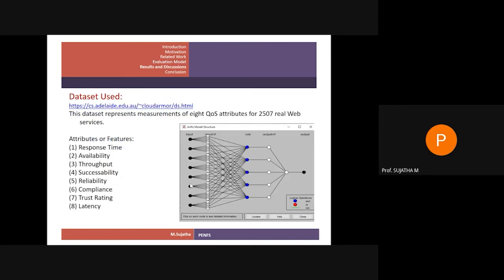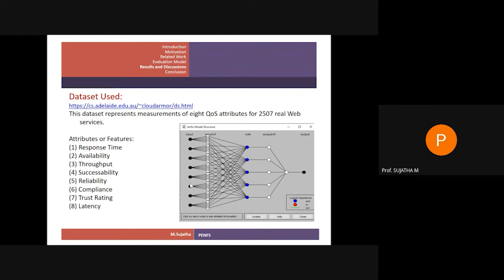So the data set I used for my verification of the system is the CloudArma data set, which has 8 QoS attributes and 2507 real web services. The reason I have taken web services is that we cannot find a cloud services data set on the internet. It is not provided, because the cloud service providers do not disclose their data in public. Since web services are similar to cloud services, I'm taking these web services.